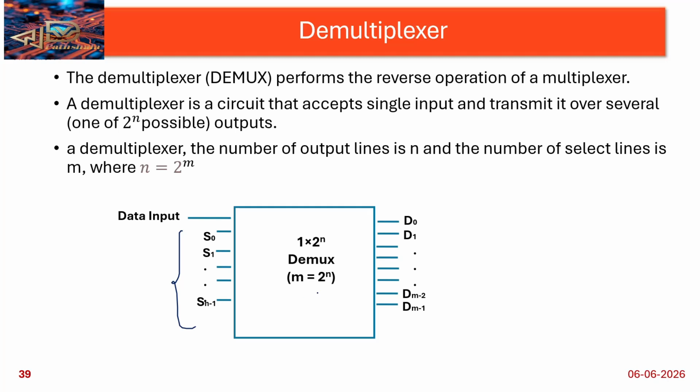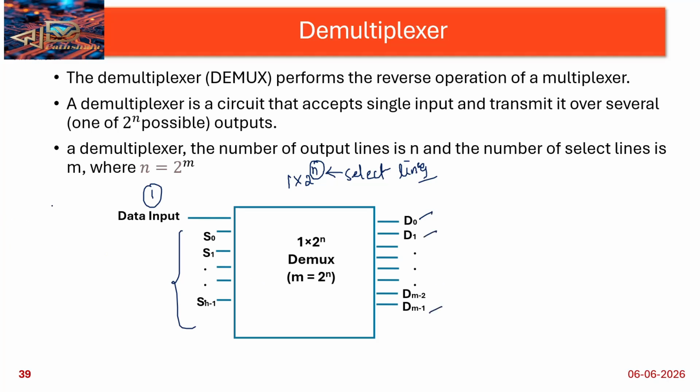So what outputs are there? Based on that only we need to select the select lines. Suppose 1 by 2 power n, this n defines the select lines. So n number of select lines we are having. The data input is nothing but a single input we are giving, and multiple outputs we are getting, D0, D1, D2, D3 and so on, up to Dn minus 1.